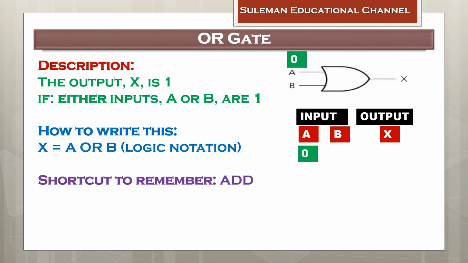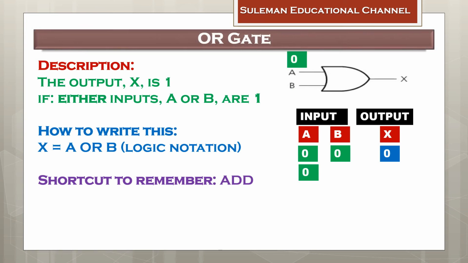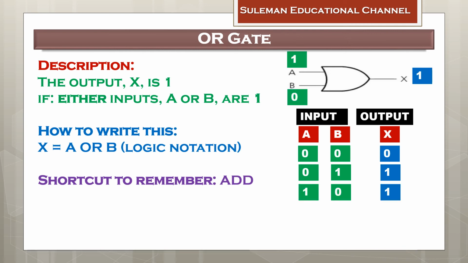If A equal to 0 and B is equal to 0, then the output X will be 0 because 0 plus 0 equal to 0. If A equal to 0 and B is equals to 1, then the output value will be 1 because 0 plus 1 equal to 1. If A equals to 1 and B equal to 0, then the output X will be 1 because 1 plus 0 equal to 1.